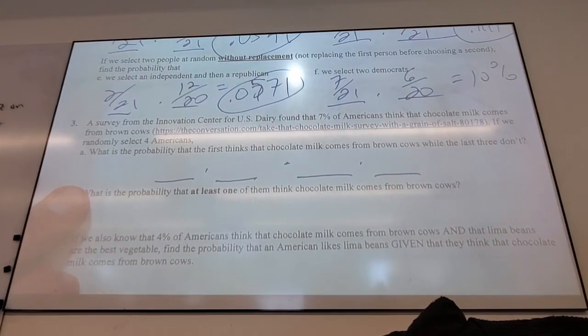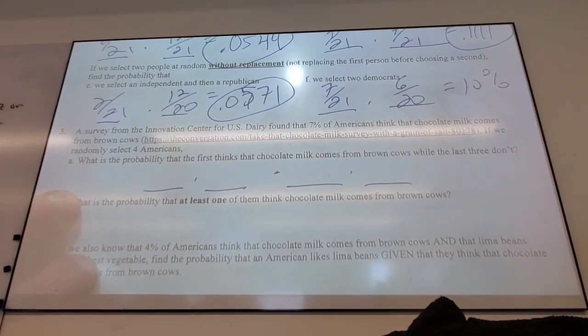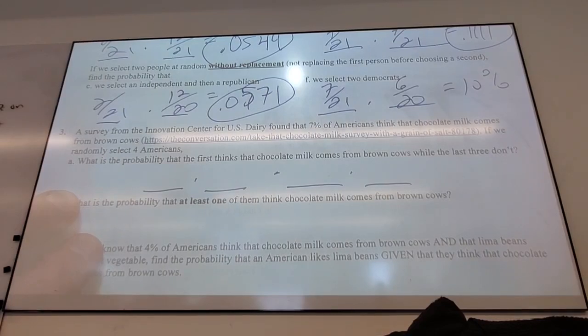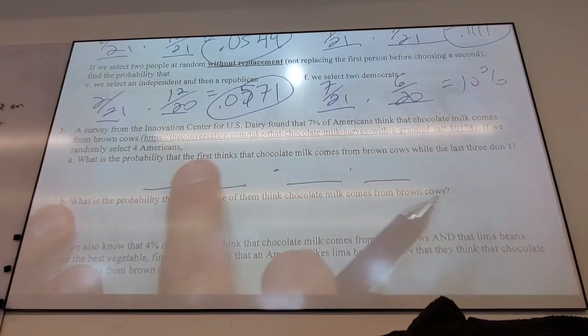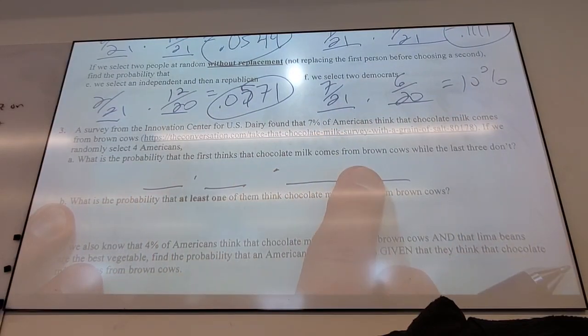I want the first one to think, I don't know if you guys heard about this survey, it's a real survey. Now, if you look into it, it's the way it was worded and so forth, so it doesn't really mean it, but it's unfortunate that I'm pretty sure it's a non-zero percentage of people that believe this. We're gonna go with this. I want the first person to think chocolate milk comes from brown cows.